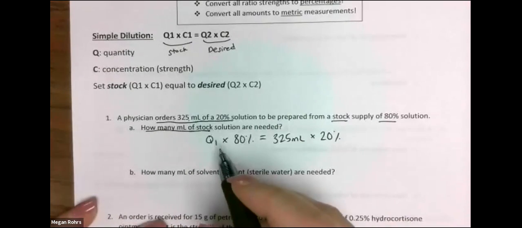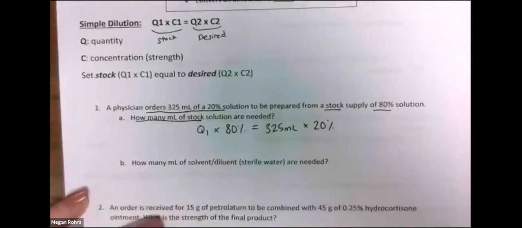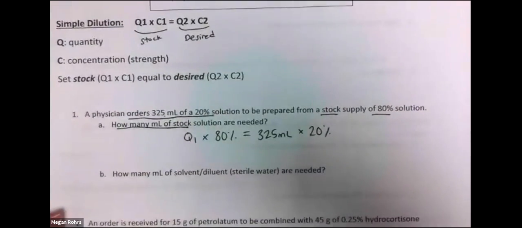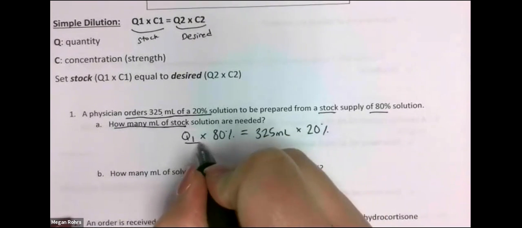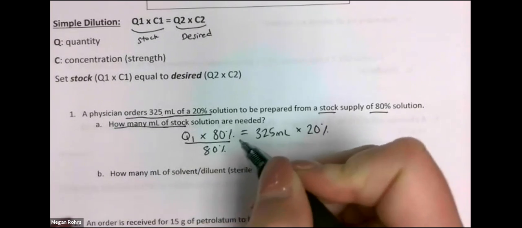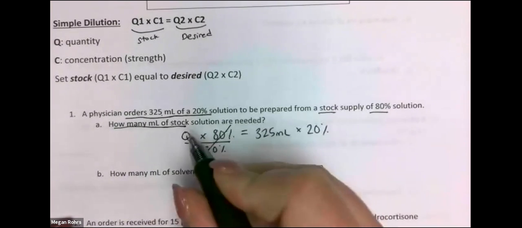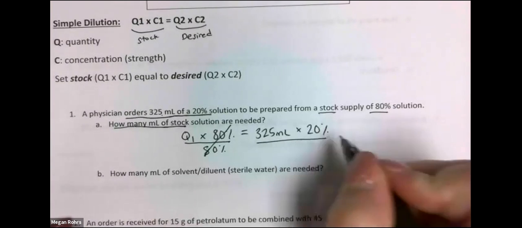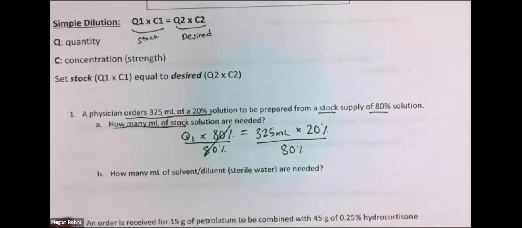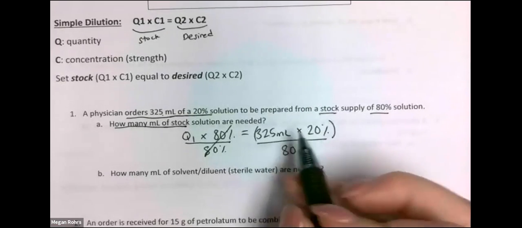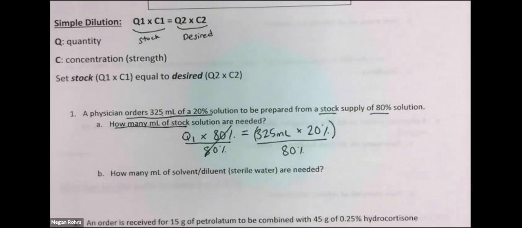Now, to get Q1 by itself here, I'm going to need to do the opposite of multiplication, which is division. So we're going to divide off the 80% here. That's going to cancel out. Whatever I do to this side, I have to do over here. So now in your calculator, remember, do your multiplication first. 325 times 20%. Leave that in your calculator. That gives me 6,500. Then I'm going to divide that by 80.